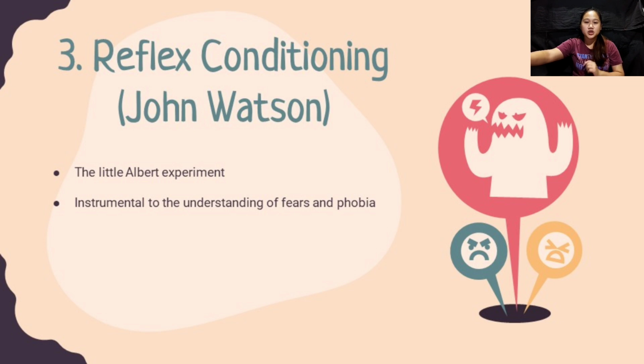So John Watson believed strongly that a child's environment is the factor that shapes behavior over the genetic makeup or natural temperament. John Watson is also known for the Little Albert experiment, which was instrumental to the understanding of fear and phobia.